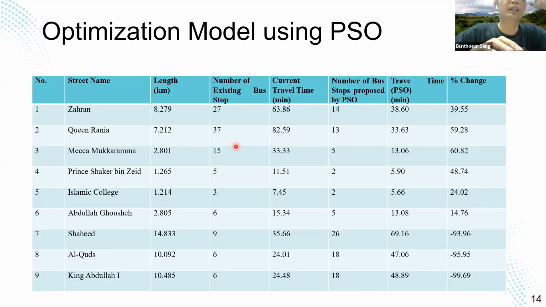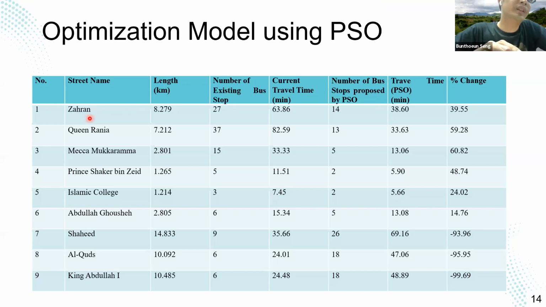Here's the summary result of the optimization model using PSO for this case study. As mentioned earlier, the study focused on only 9 busy roads in a city, and here's the information about those streets. This is the name, the street length, number of existing stops, and the current travel time, which is calculated based on the previous equation I have shown. And after the model, it proposed the new number of bus stops with the new travel time and the rate of percentage of change.